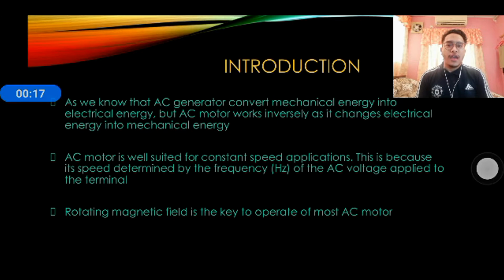AC motor. As we know, a generator converts mechanical energy to electrical energy, but an AC motor works inversely, as it changes electrical energy into mechanical energy. AC motor is well suited for constant speed applications. This is because the speed is determined by the frequency and the AC voltage applied to the terminals of the motor. The rotating magnetic field is the key to operating most AC motors.